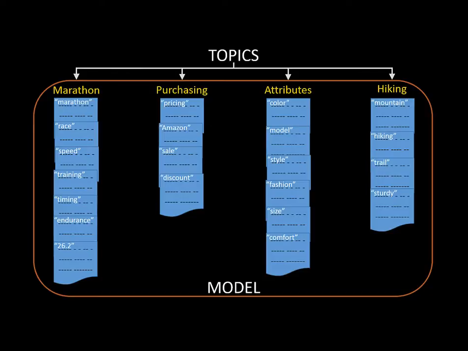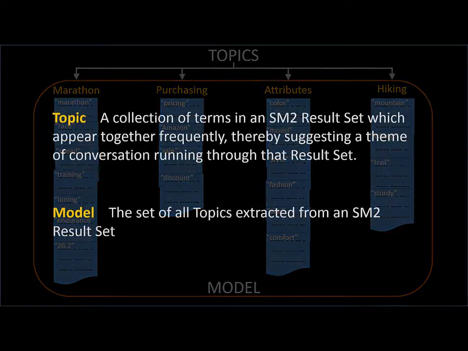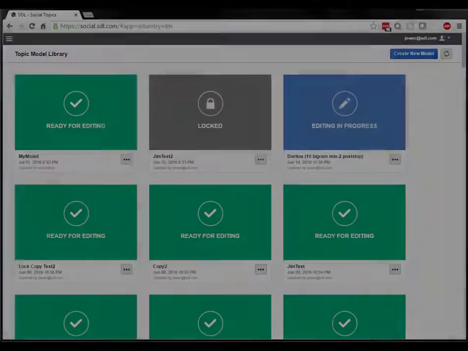A topic is a collection of terms in an SM2 result set which appear together frequently, thereby suggesting a theme of conversation running through that result set. A model is a set of topics extracted from an SM2 result set. Now let's look at Social Topics in action.